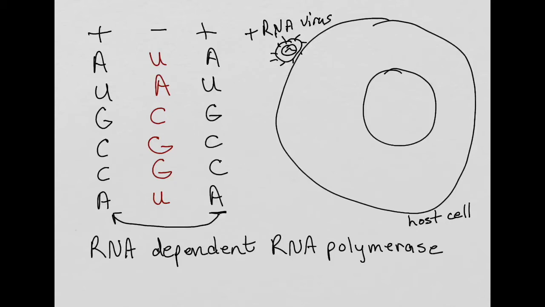In cells, RNA is only transcribed from DNA. DNA is used as a template to make RNA, and the enzyme is a DNA-dependent RNA polymerase. In RNA viruses, they use an RNA-dependent RNA polymerase because this enzyme, the polymerase, depends on RNA. You're making RNA from RNA, not from DNA.